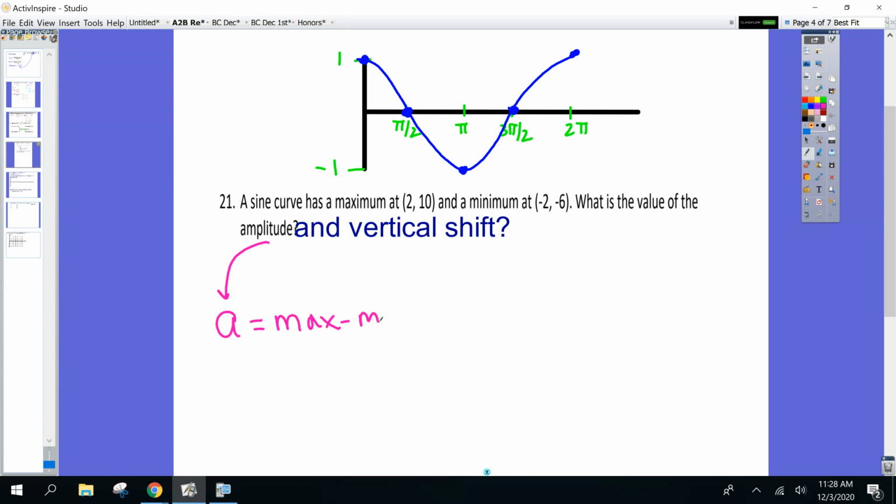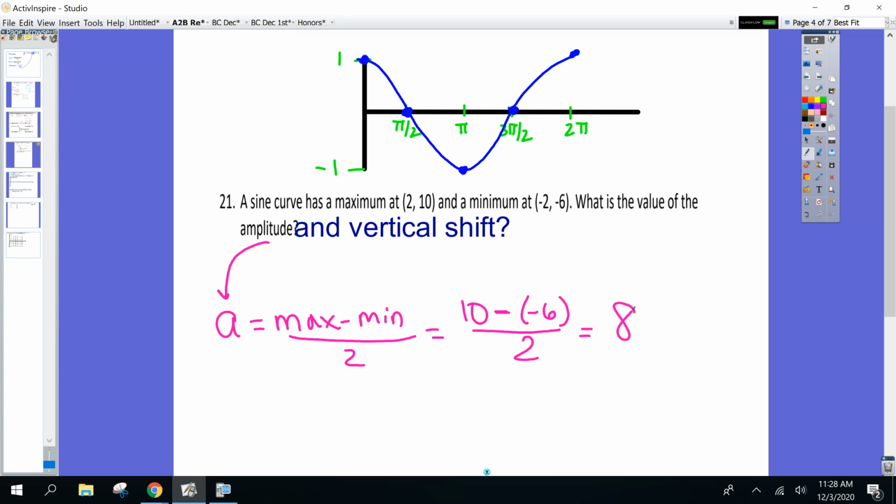All right, take a look at my points, Colin. How high does this graph go if it's got a maximum? Up to 10. Good. You always use the Y value. 10 minus, now look at the minimum, Colin. How low does it go? -6. Good, everyone. 10 minus -6 all over 2. And you got one more piece here, Colin. 10 minus -6 over 2. 8. There you go. So it's got an amplitude of 8.